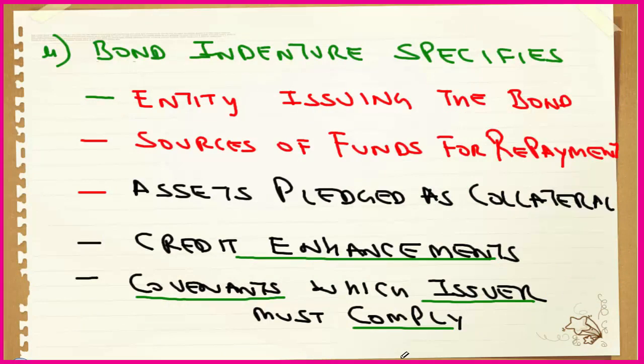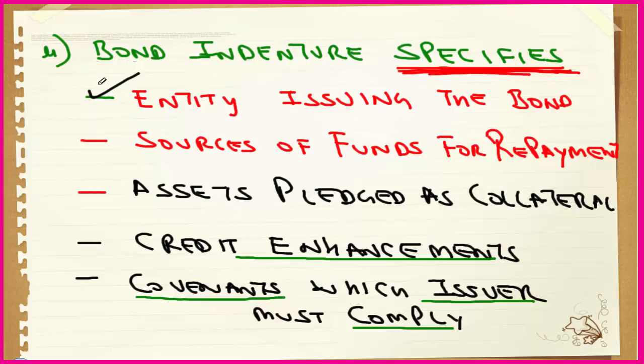Bond indenture specifies the entity issuing the bond, the sources of repayment. When a bond is issued by an issuer to the bond holder, there must be a maturity date. Now on the maturity date, from where will they pay this amount? What are the sources for the repayment? That again has to be mentioned in a bond indenture.